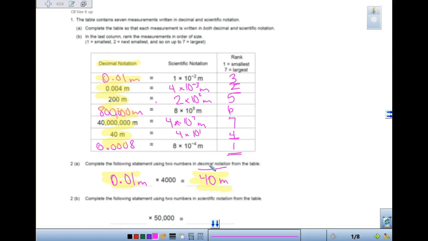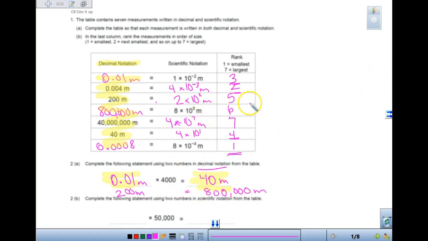There was another one. Connor. 200. Starting with 200 meters. 200 times 4, I know that has to be 8. And in this case, Connor, it came out to be 80,000. Do we have an 80,000? Yeah. It was rank 6. How about 800,000? 200 times 4,000 should have been 800,000. Okay? Those were my two possibilities.